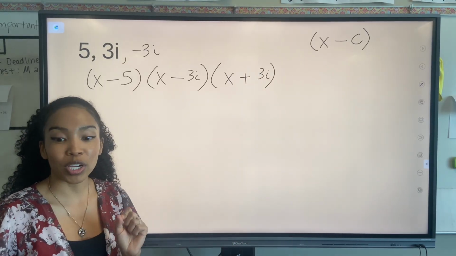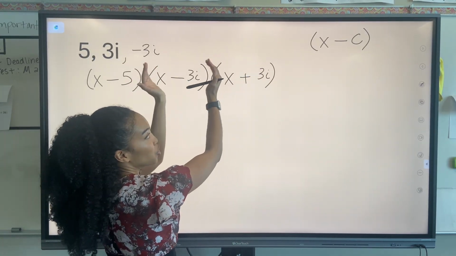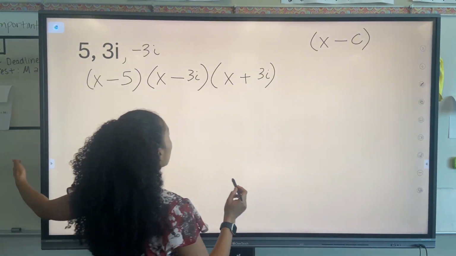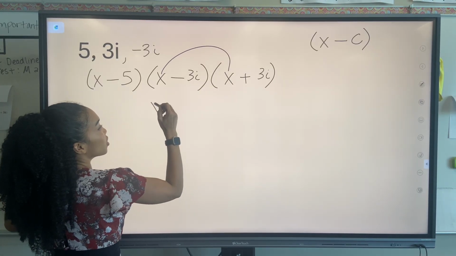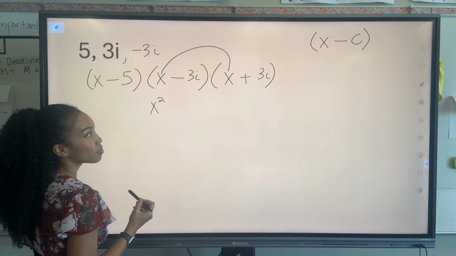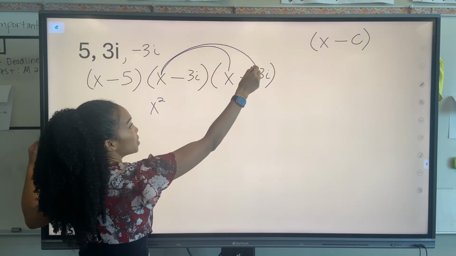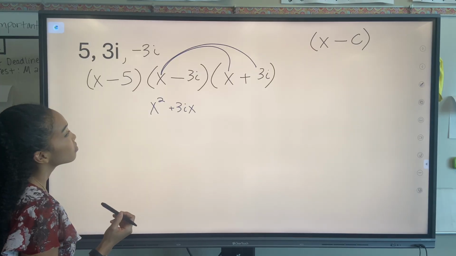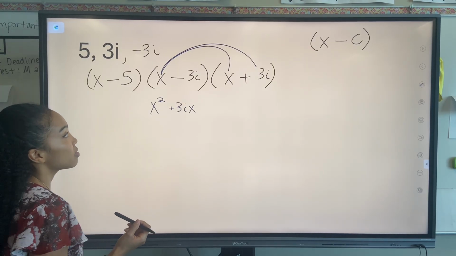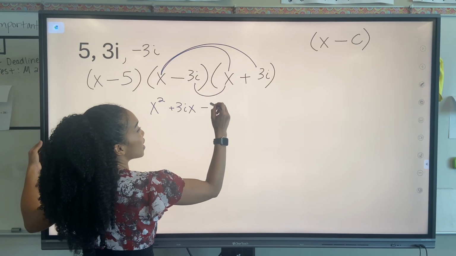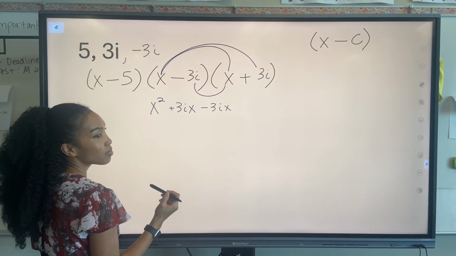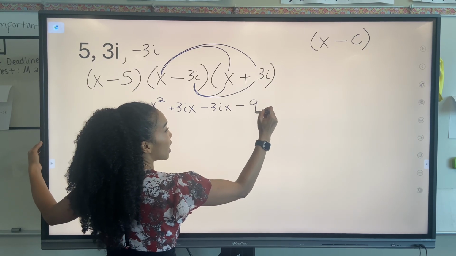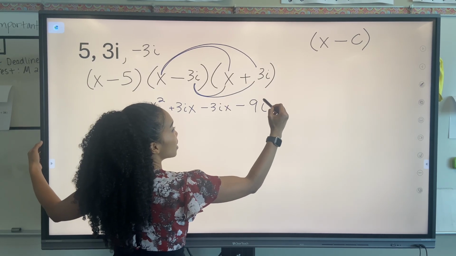All right, now we are going to multiply the complex numbers first. Okay, that would make it a lot easier. So everyone, please follow along. X times x is x squared. X times 3i is 3ix. Next, negative 3i times x is negative 3ix. Negative 3 times a positive 3 is a negative 9, and i times i is i squared.